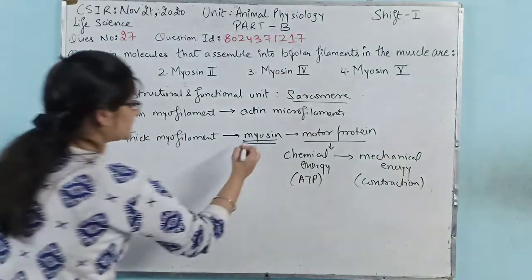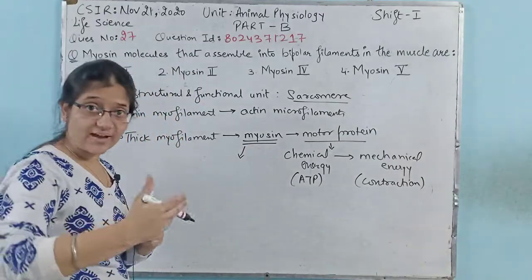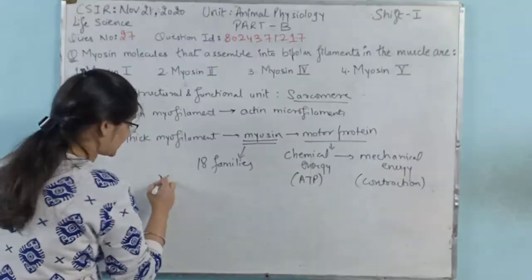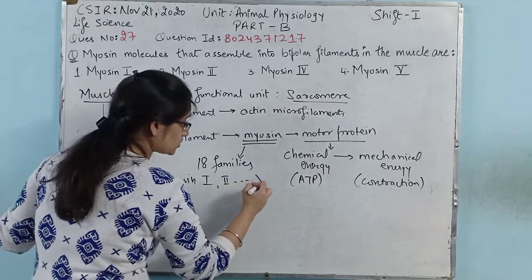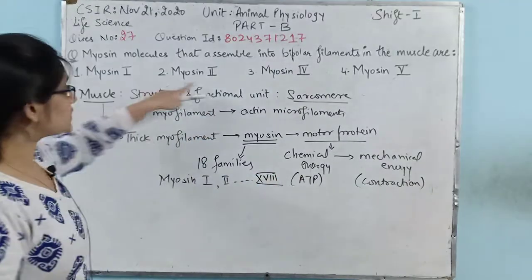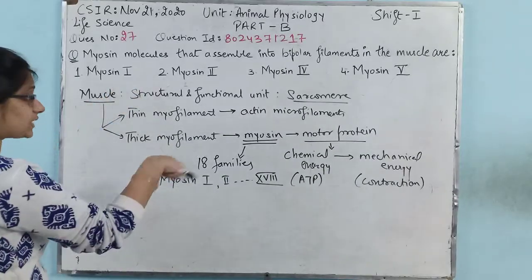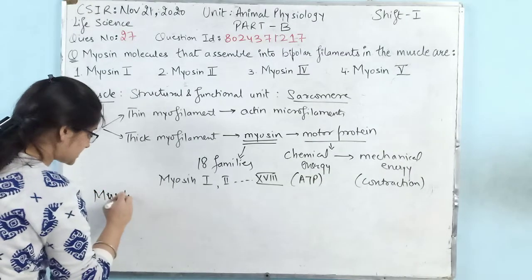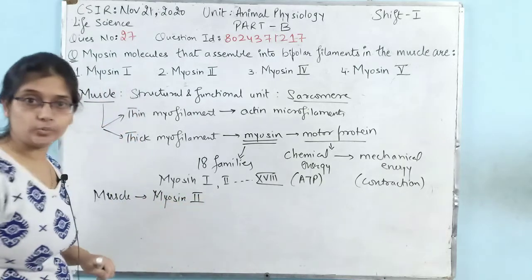Alright, so the myosin protein in humans is classified into a total of 18 families, classified as myosin 1, 2 and so on till 18. If we deal with the options given in our question one by one, then of the muscle proteins available, the myosin which exists in the case of muscle is type 2.